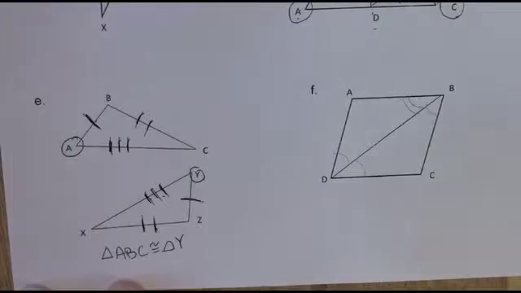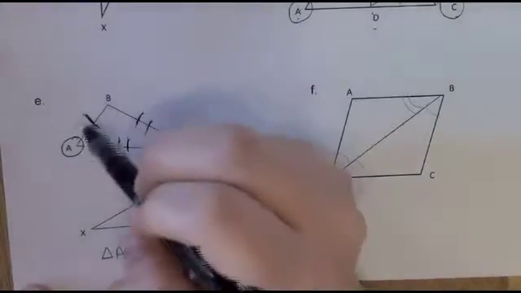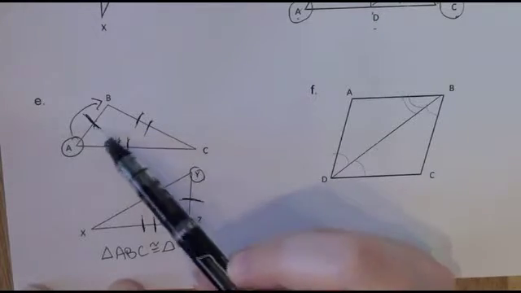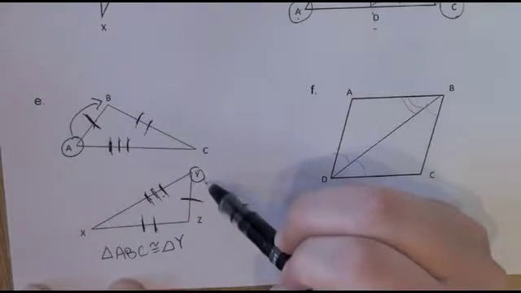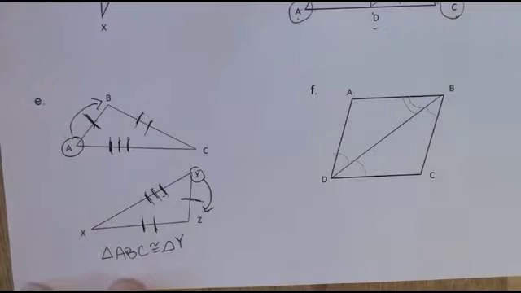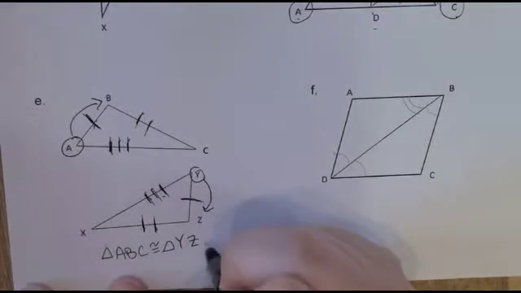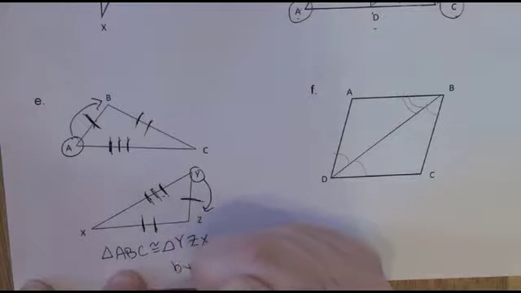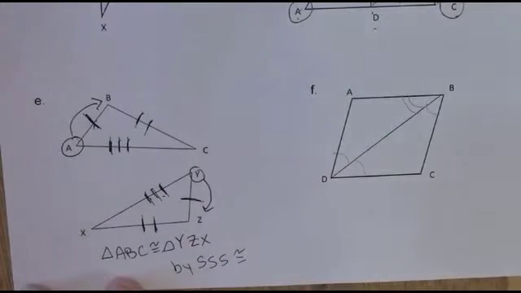Y goes first. Now from A, we went to B, which was down the side with 1 tick mark. So from Y, we should go down the side with 1 tick mark to Z, which leaves X left. By side, side, side congruency.